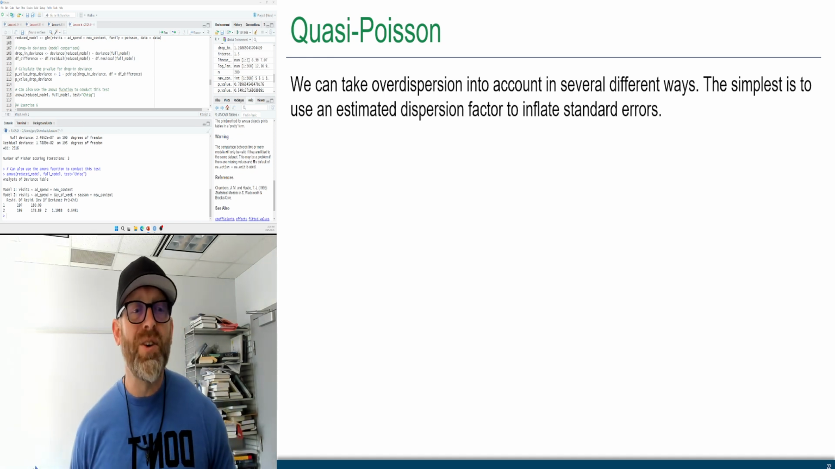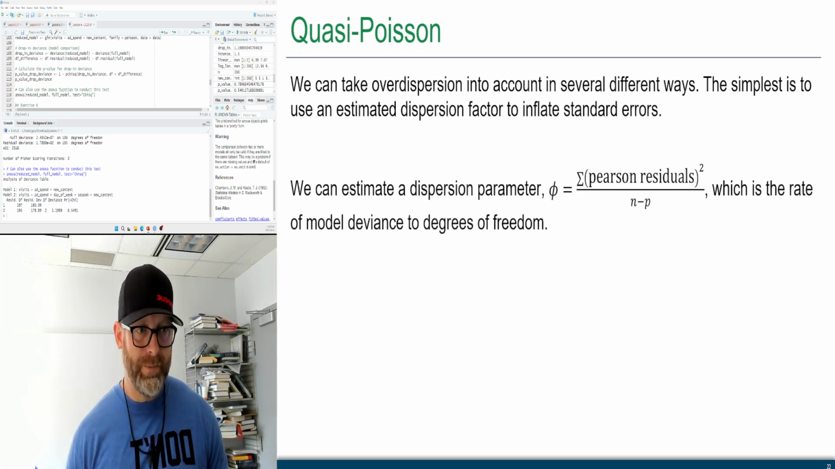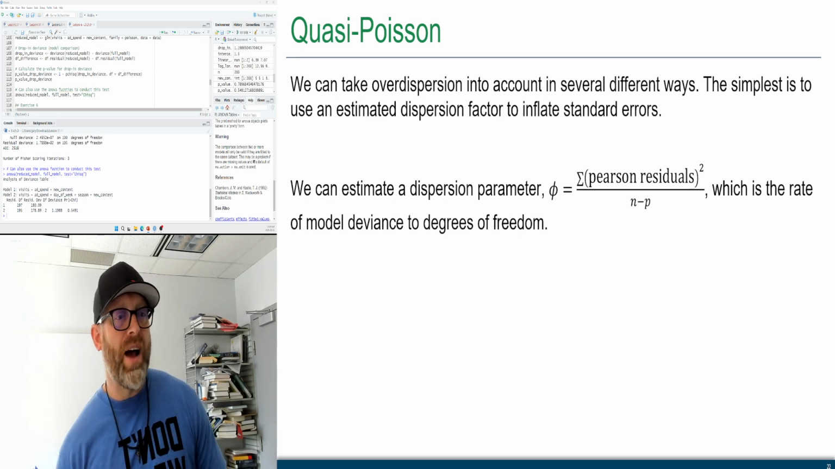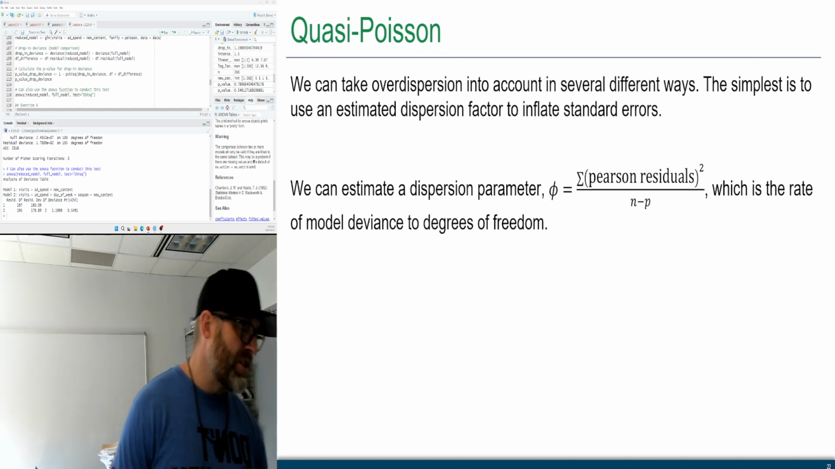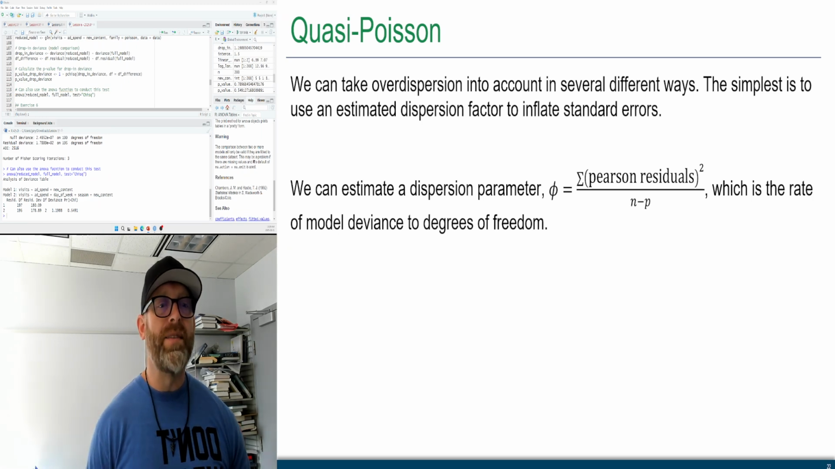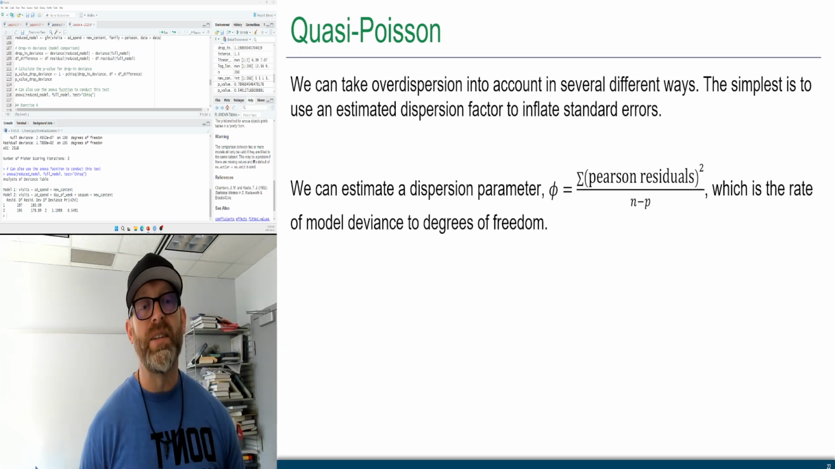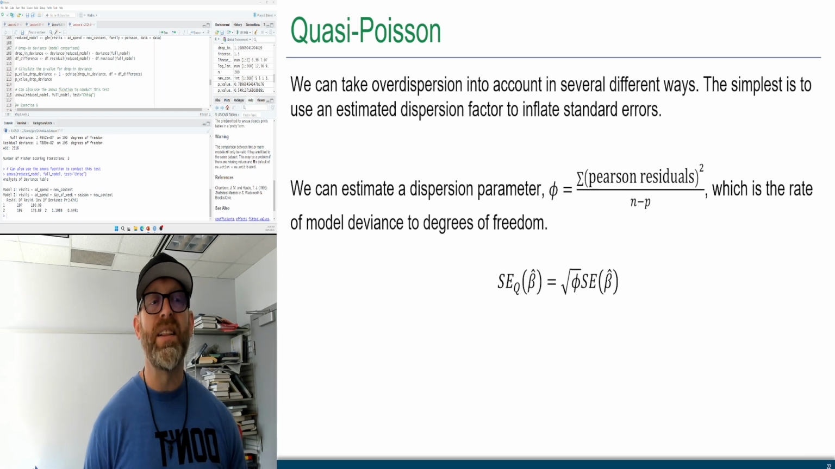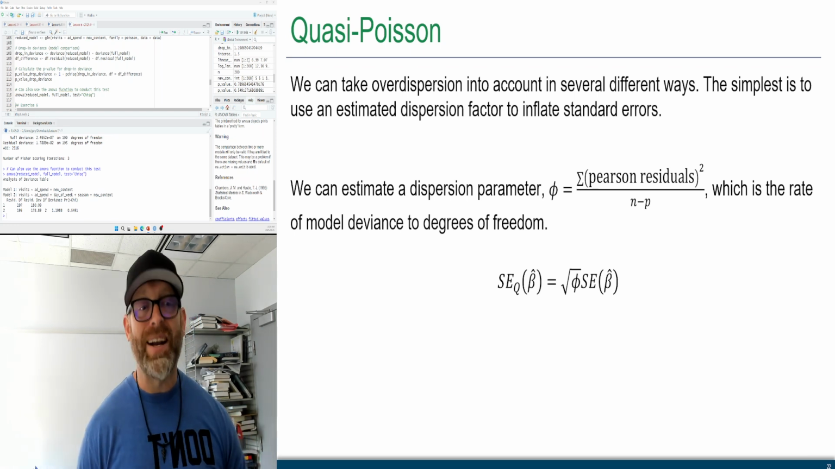So in terms of the quasi-Poisson, we can take overdispersion into account in several different ways. The simplest is to use an estimated dispersion factor to inflate the standard error. So how do we do this? This is kind of our scaling factor here. We have this phi, which is simply the sum of the squared Pearson residuals divided by the degrees of freedom, which is the ratio of the model's deviance to the degrees of freedom. So what we do is we take the original standard error that we have, and we multiply this by the square root of this inflation factor.